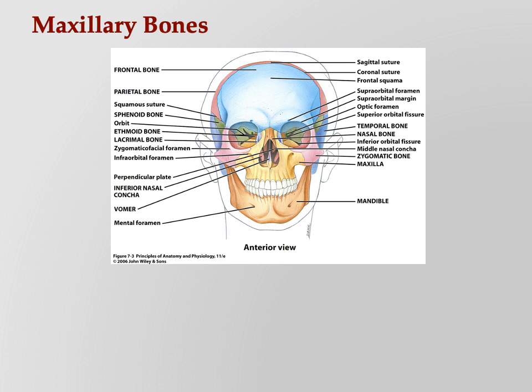And finally, let's take a look at the maxillary bones. So that's the upper jaw, the floor of the orbit, the floor of the nasal cavity. They form the hard palate. So the maxillary sinus, again, you can't see in this illustration, but inside of the maxillary bone there are hollow spaces. Those would be the maxillary sinuses.